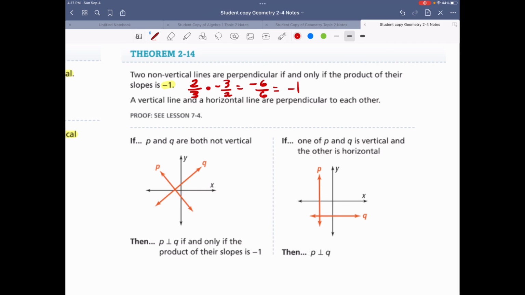That's all that's saying. And then a vertical line and a horizontal line are also perpendicular, as we can see right here. So this is perpendicular. And we show that with this little T symbol. All right, nice job on your notes.